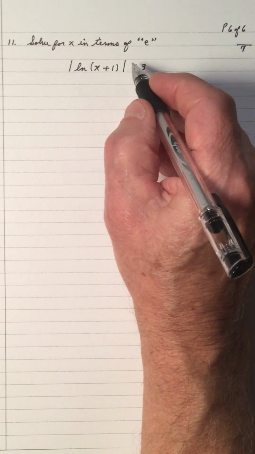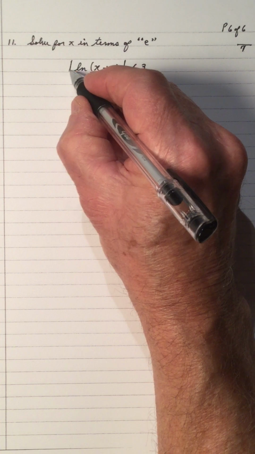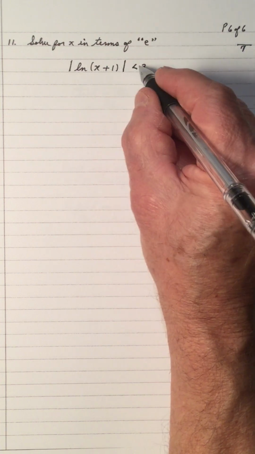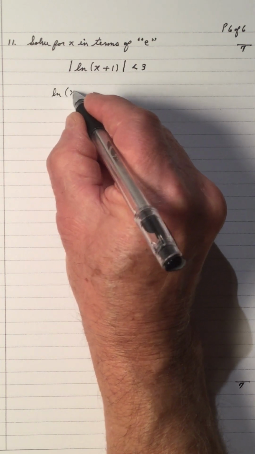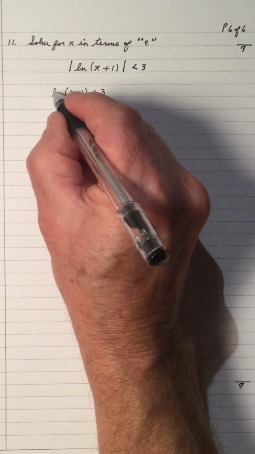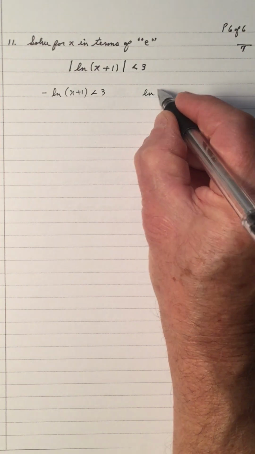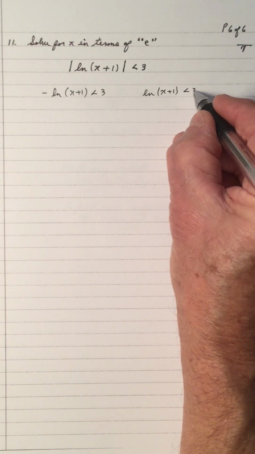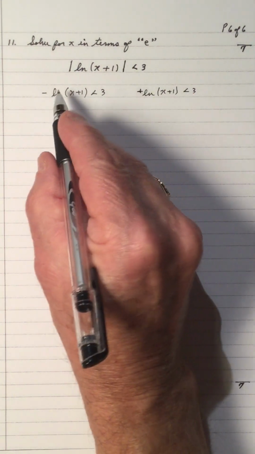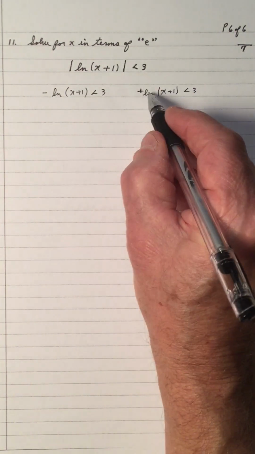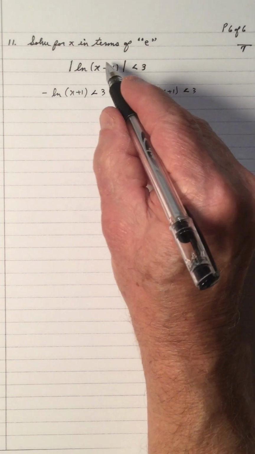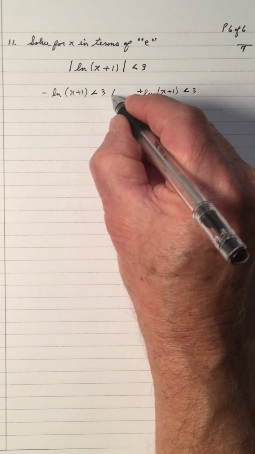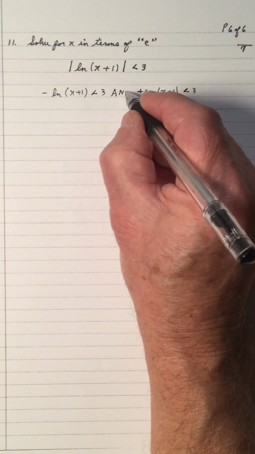Now, number 11, solve for x in terms of e. Notice this time, in the previous videos, I did the absolute value. Now I have an absolute value that's less than 3. So the way I do it, I go ln x plus 1 is less than 3 with a negative, and the ln of x plus 1 less than 3 with a positive. So I do the negative of this expression, I do the positive of the expression. I do not change this sign. This sign is less than, less than. But when we have a less than, that's in between, so we have an and. If this was a greater than 3, it would have been an or.